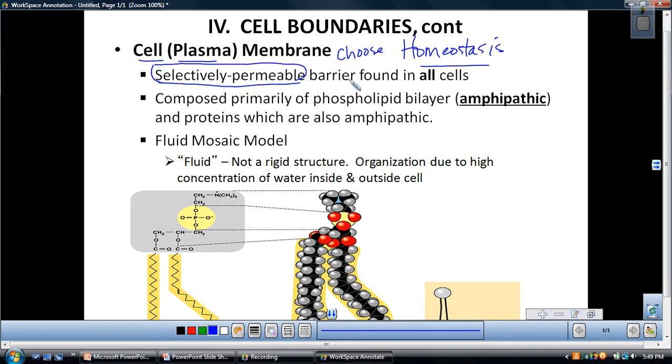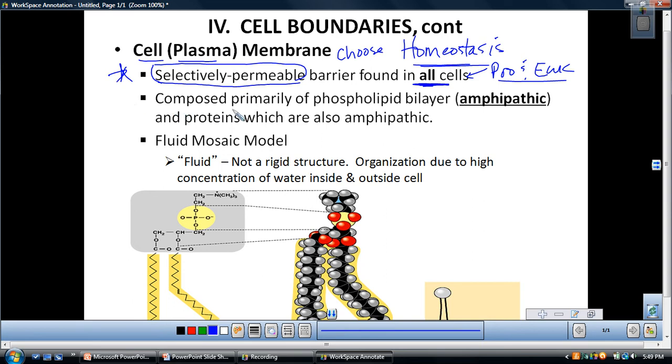Only some things can go in and some things can go out, but look at what this is found in. This structure is found in all cells. That means prokaryotic and eukaryotic cells, so it's all-inclusive. All organisms that have cells are going to have a cell membrane. And if you just think about it, its job is to maintain homeostasis. All living cells must be able to maintain homeostasis by being selectively permeable. Okay, so that's the first property of the cell membrane.